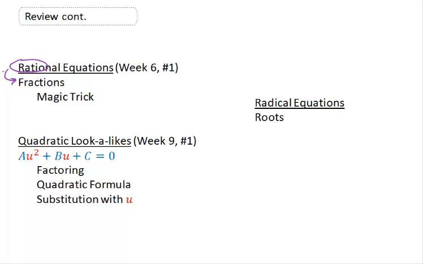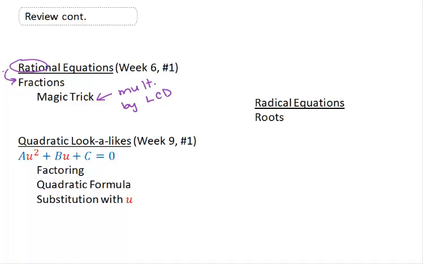The key to solving rational equations was what I like to call my magic trick, and that magic trick was to multiply everything in the equation by the LCD, and by LCD I mean least common denominator, because when you did that it got rid of all of the denominators, meaning it got rid of the fractions, so it just broke it down to a regular polynomial equation.